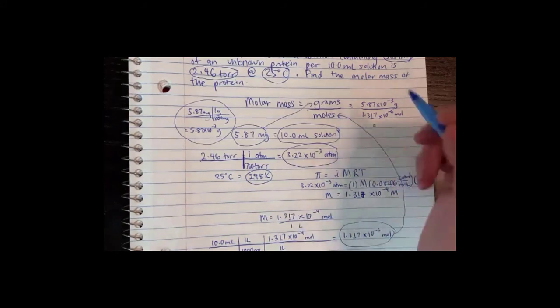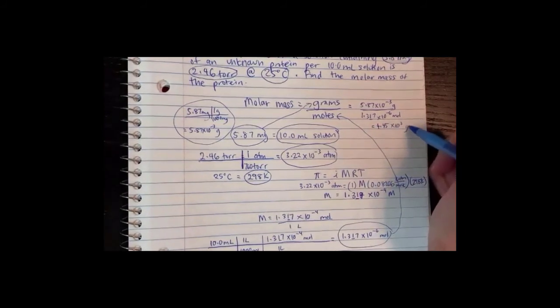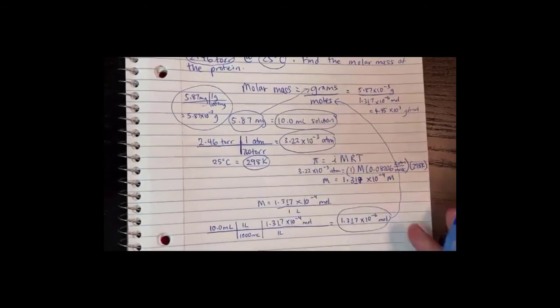So we keep 3 sig figs, 4.45 times 10 to the power 3 grams per mole. Now, it's really common for proteins to have heavy molar mass, so that's normal.